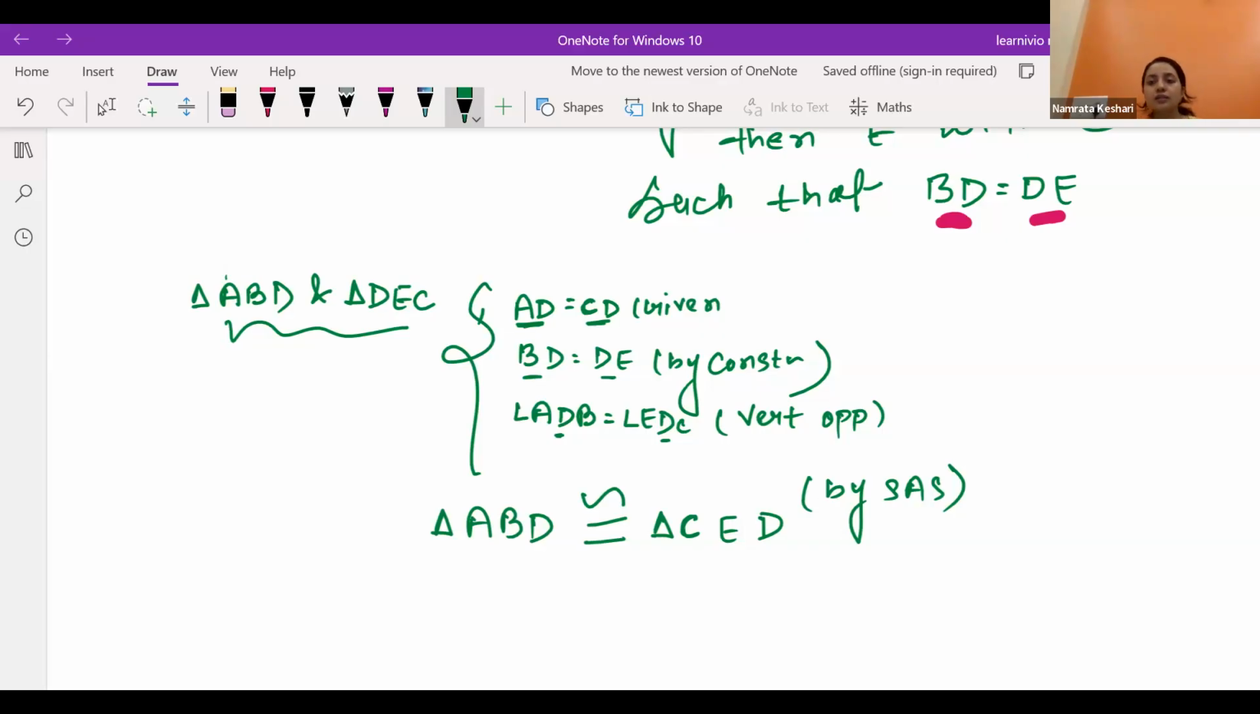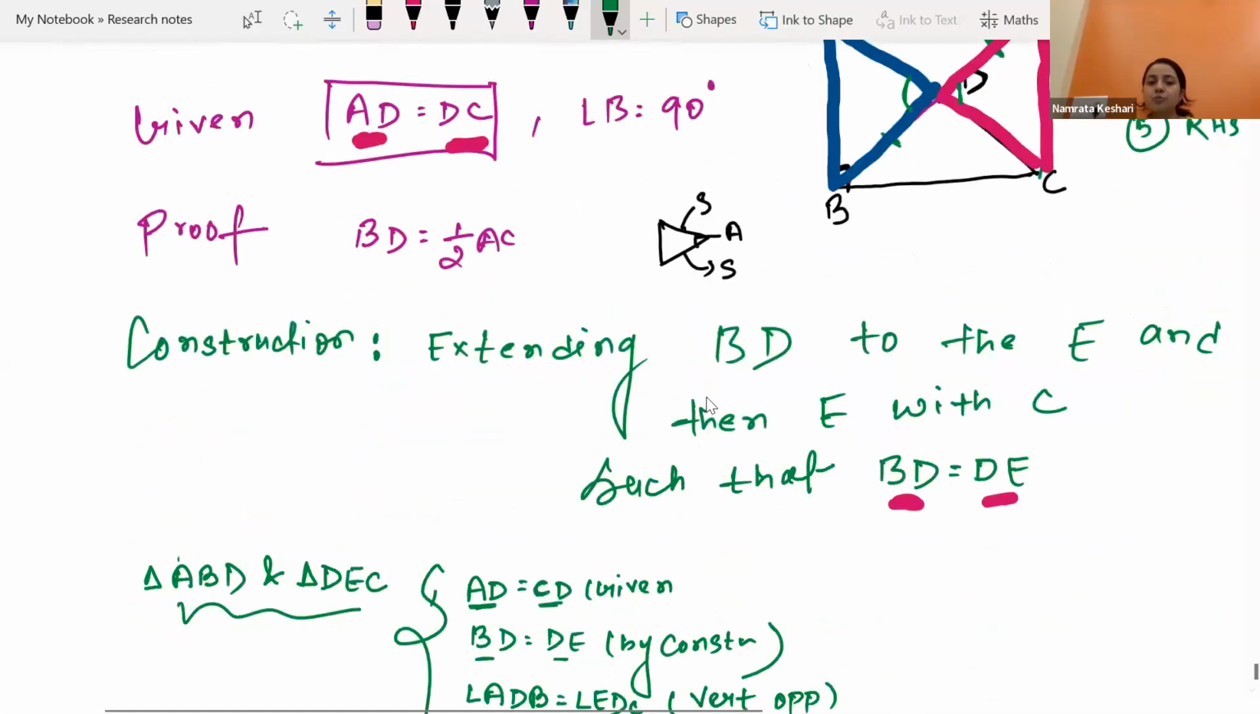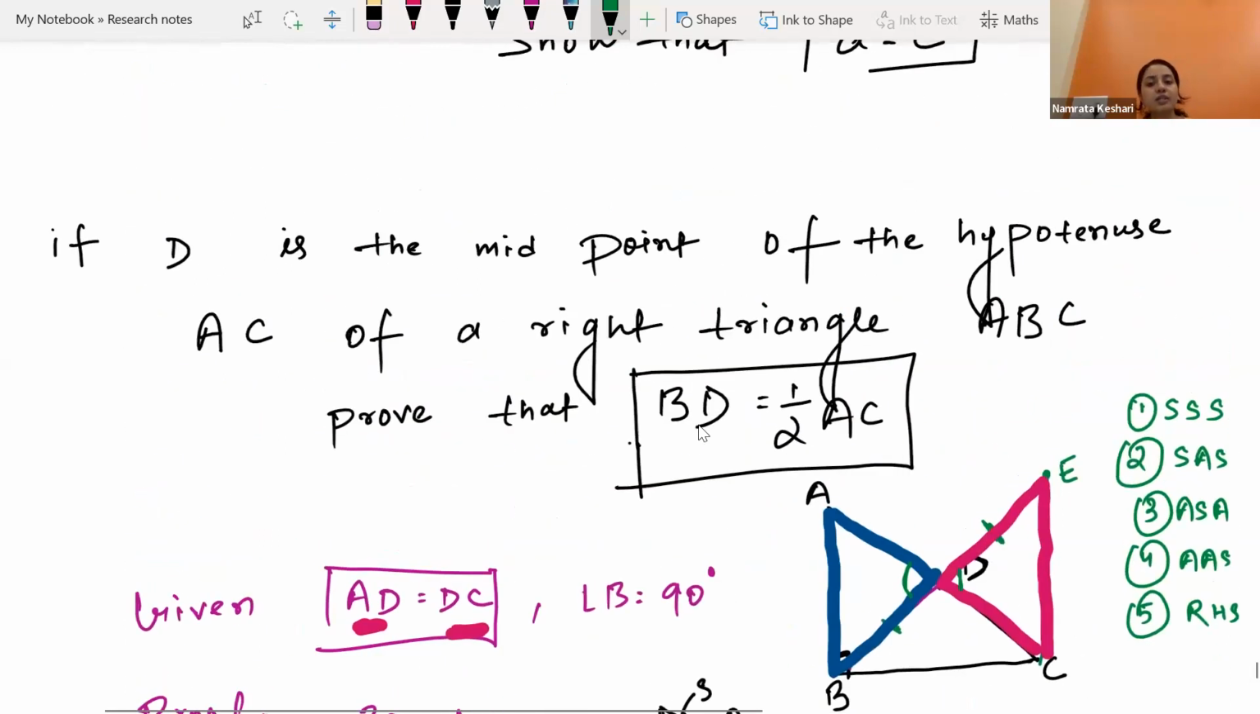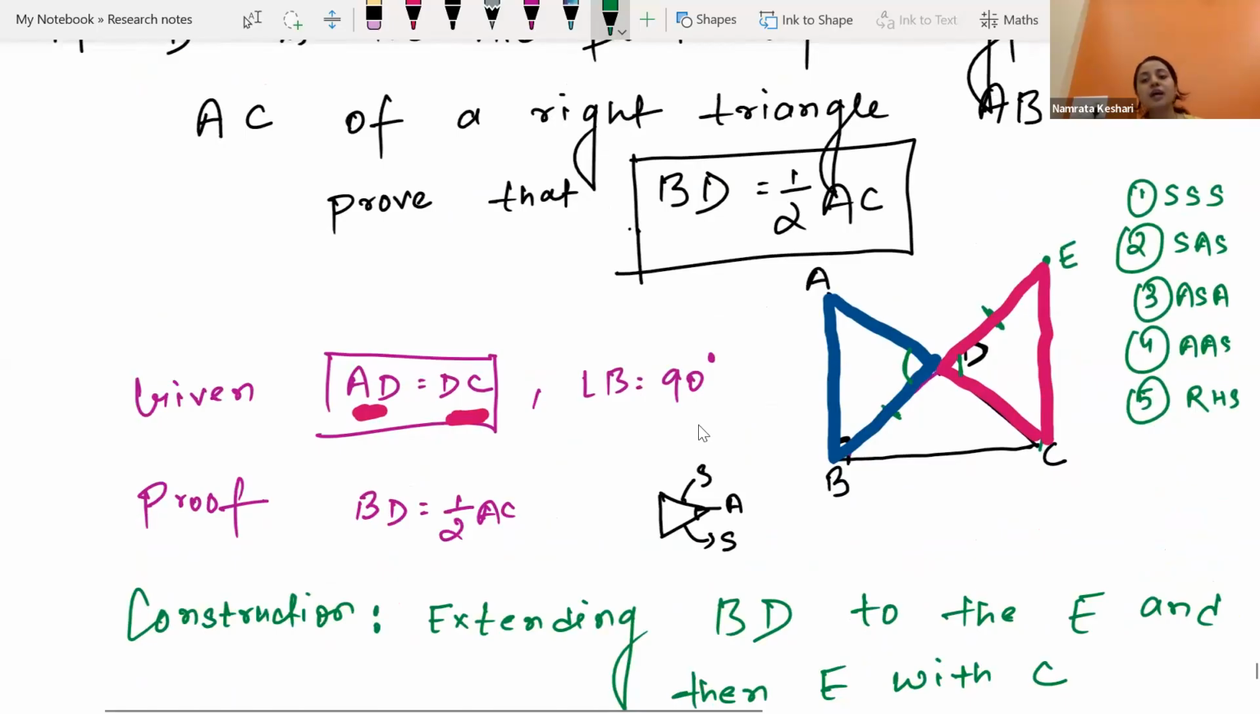So this is how we have got triangle ABD is congruent with triangle CED. Now we are not supposed to prove this congruency. We have to just show that BD is equal to half of AC. We were clueless what to do in a right angle triangle so that we can say that BD is half of AC, and for that we are giving all this effort. Still we are not done. We have just proved this blue triangle and that pink triangle are congruent with each other.